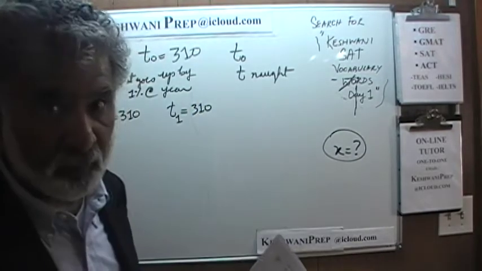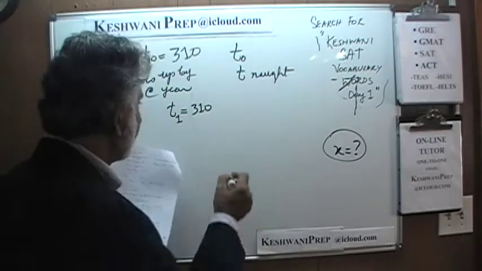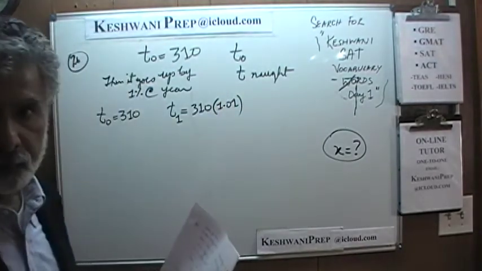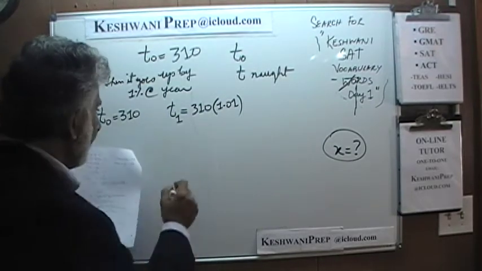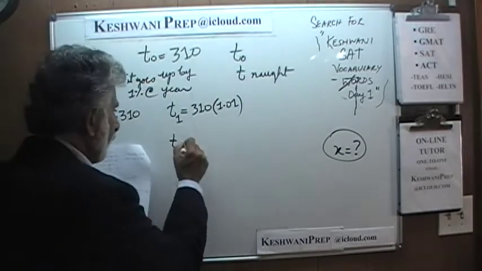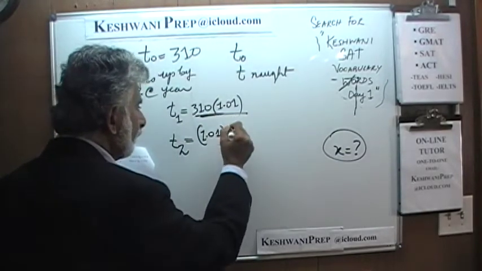And then it increased by 1%, so it will be 101% of 310. 101% is simply written as 1.01. What happens at the end of the following period? At the end of the following period, we'll have 110% of this amount.